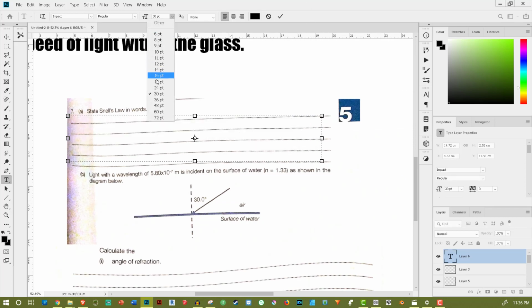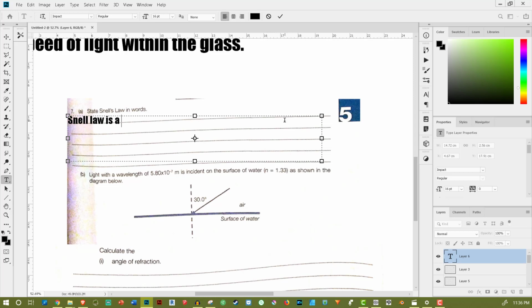Let's decrease this back to 16. So state the nose laws in words. And I just wrote this off camera while grabbing all the stuff, taking a small break, listening to one song or two.